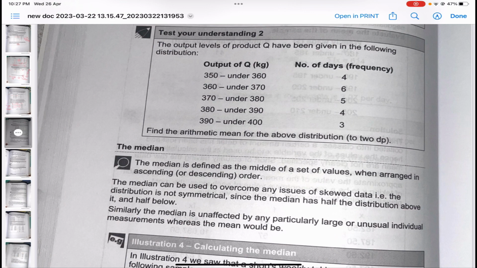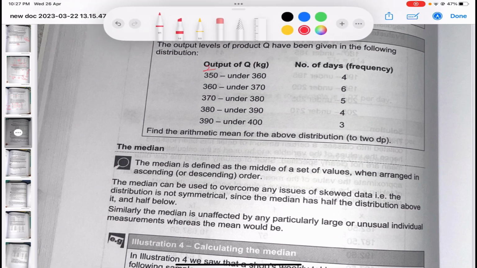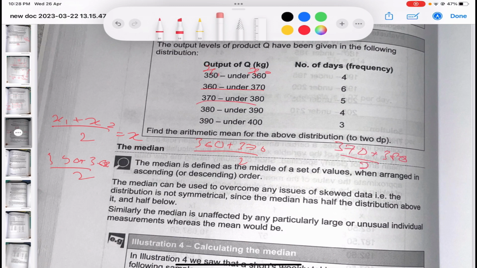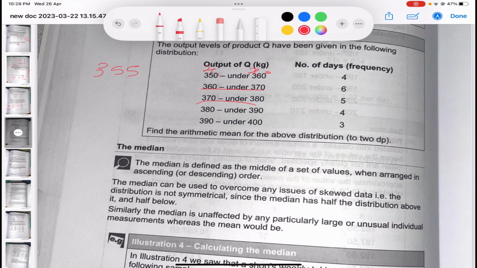Beginning with test your understanding 2, again you have x1 and x2. So how am I going to find the midpoint? x1 plus x2 divided by 2. This will basically give me x. So that is 350 plus 360 divided by 2. Here I'm going to do 360 plus 370 divided by 2. Here 370 plus 380 divided by 2. So by doing that you are going to calculate the midpoint. So that would be the values of x. Try to do it by yourself. So I have 355 over here, 365, 375, 385 and 395.